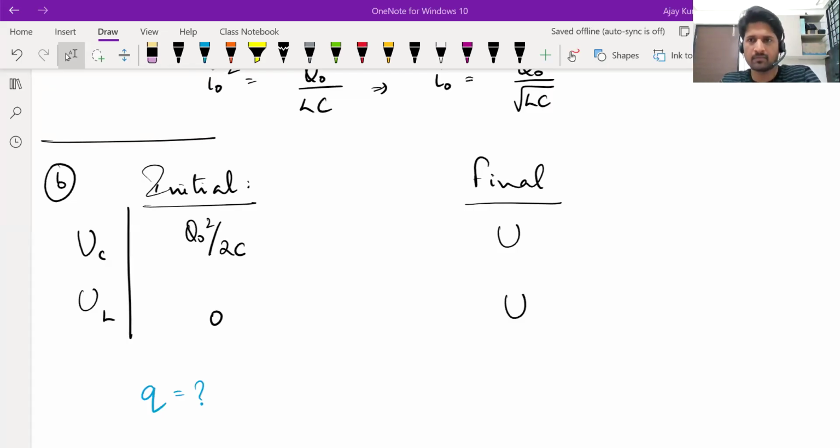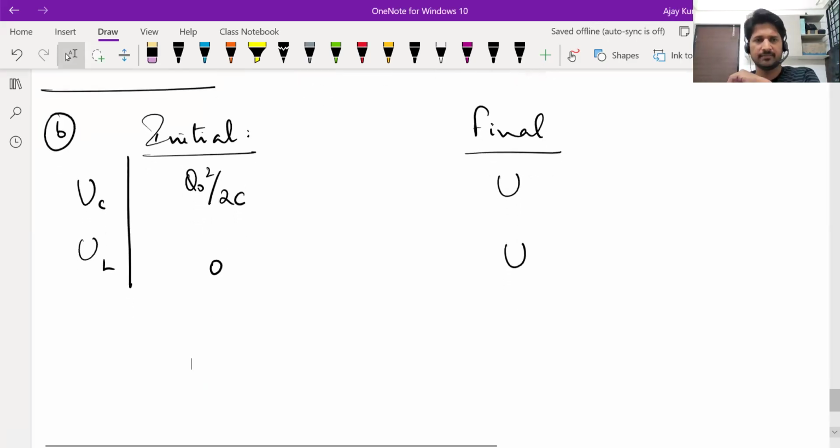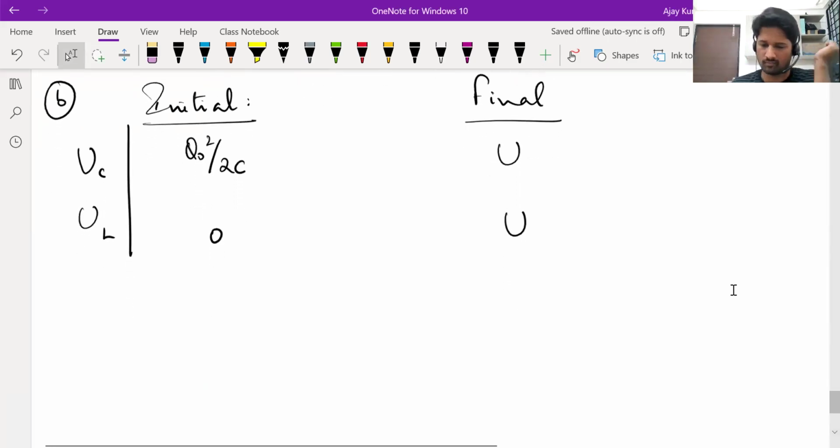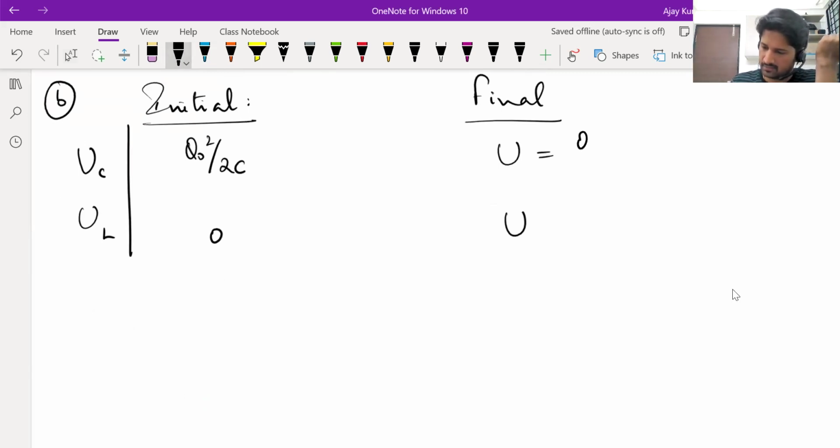Sir, I don't know if it's the correct approach, but since they've given the total energy for the capacitor as maximum, Q naught square by 2C, we divide that into half for the capacitor. Correct. U will become Q naught square by C. Half of Q naught square by 2C is, no, Q naught square by 4C. No, sir, my bad. Okay, okay. After that, what will you do?